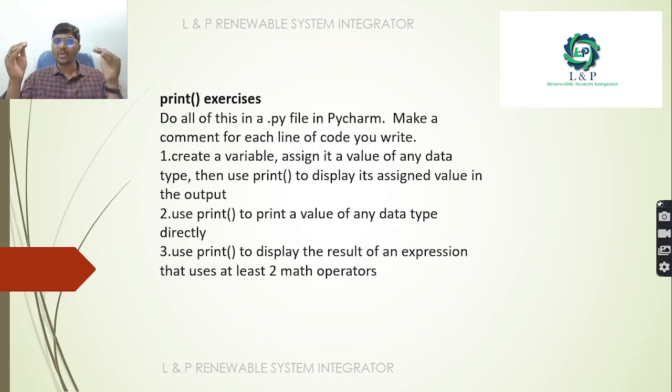Okay, now let us try to use a print and try to display it in the output. Again use a print. Print any data type directly and try to display the result of an expression that uses at least two mathematical operations.